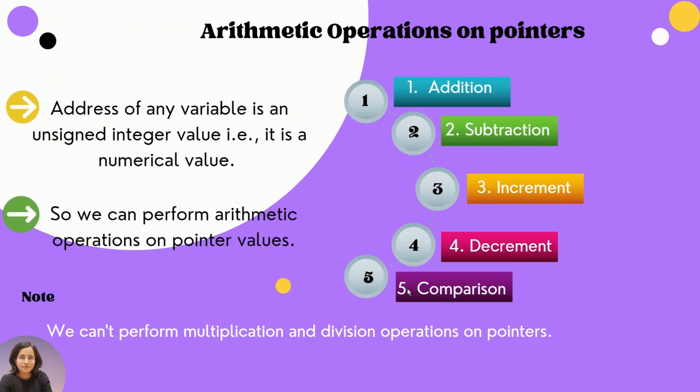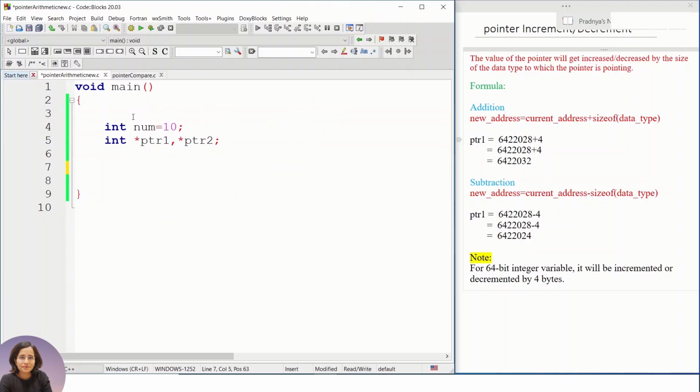So let's get started. Here I am declaring one integer variable num and we are even declaring 2 pointer variables. One I will use to increment the value and the other one I will use for decrementing the value. After declaration, let's initialize the pointer variable and it will store the address of num variable.